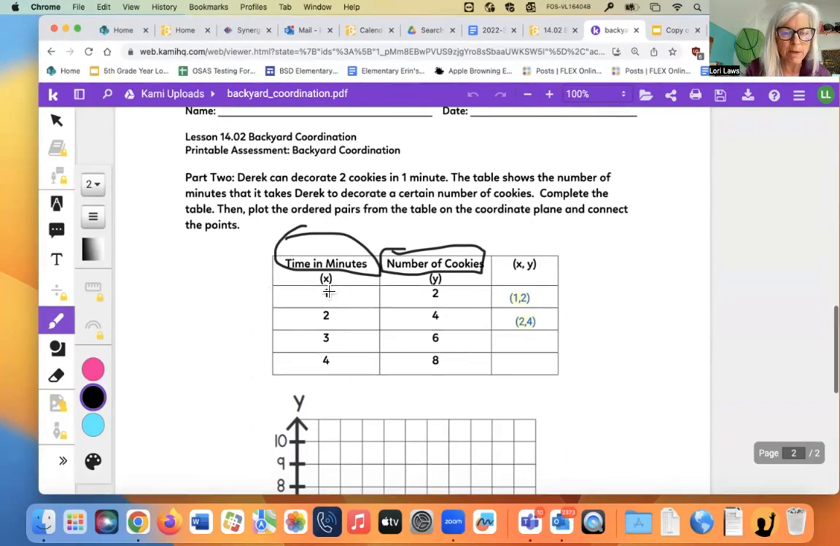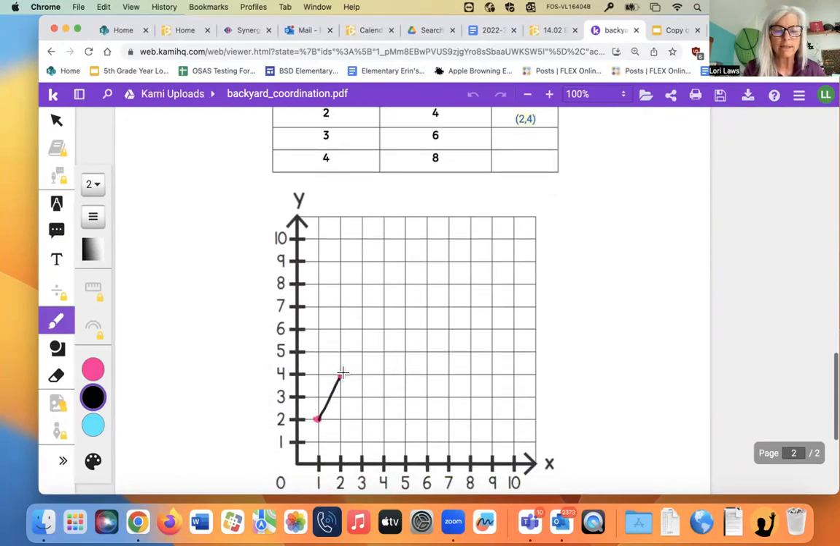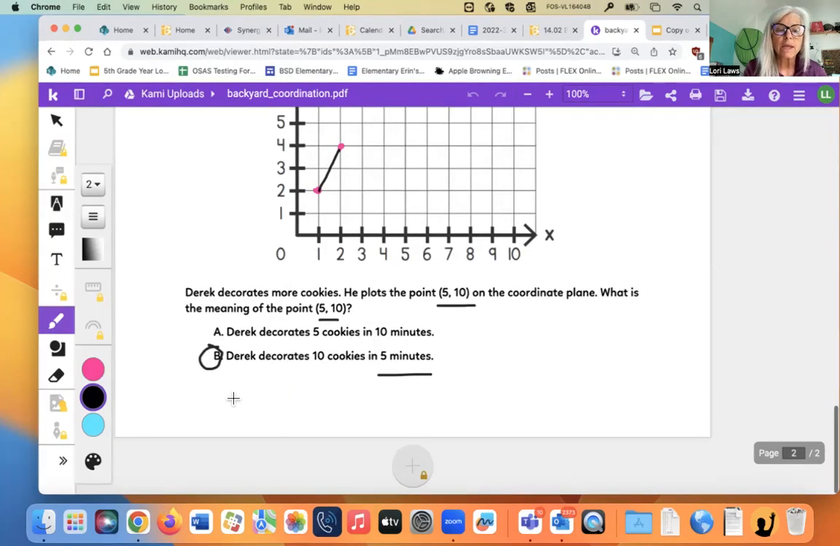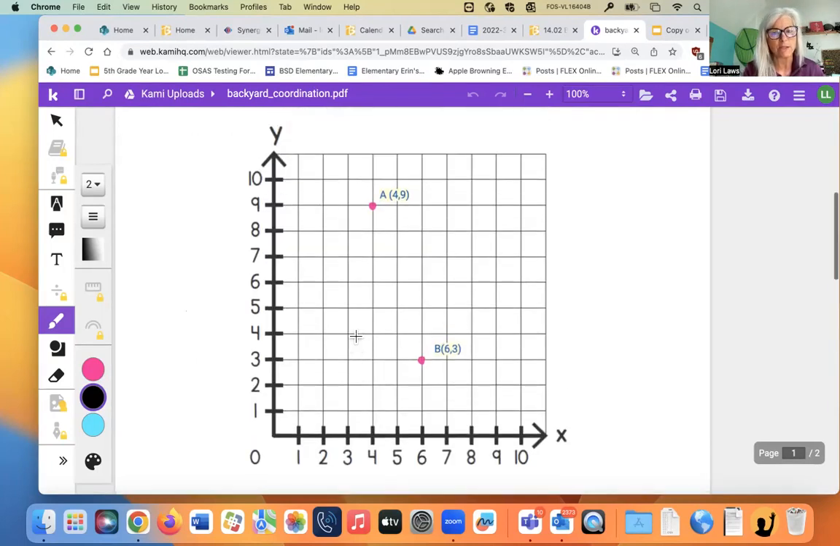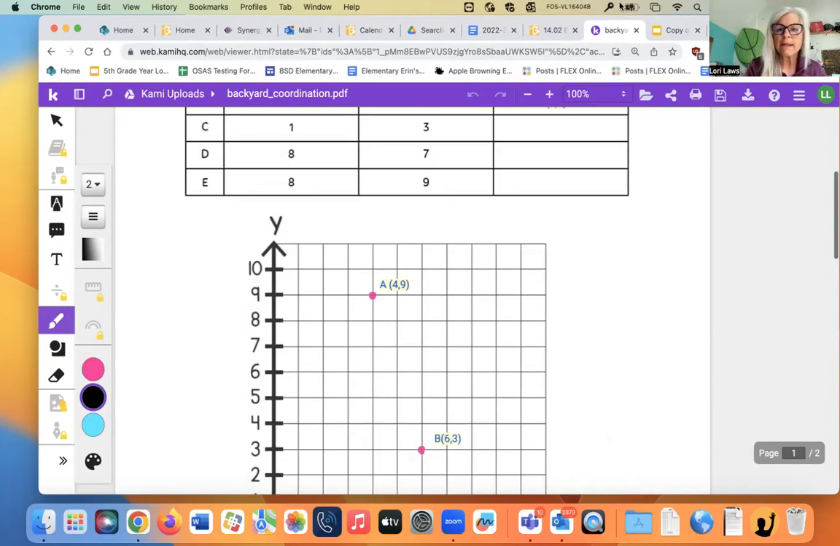So this is the time. In 1 minute, he can make 2 cookies. So 1, 2. And what they're having you create here is a table with plots on it that you're then going to connect with the line. And then Derek decorates more cookies. He plots 5, 10 on the coordinate plane. What is the meaning of the point 5, 10? Does he do 5 cookies in 10 minutes or 10 cookies in 5 minutes? You're going to have to look back at the chart and see what it means. Okay. That's today's assignment for math.